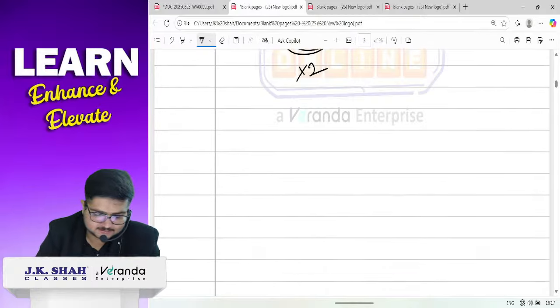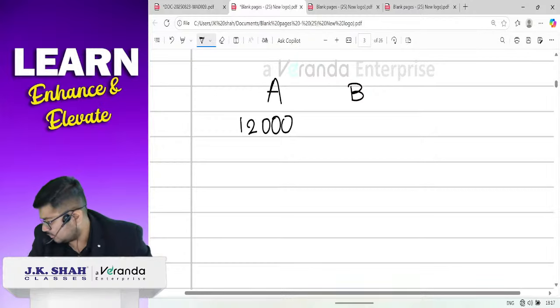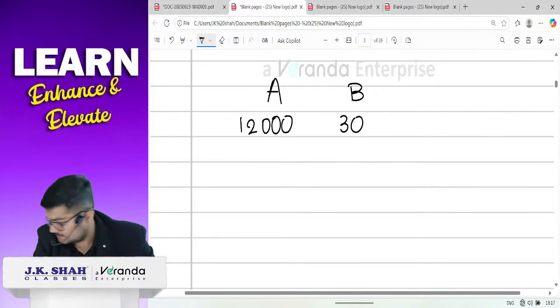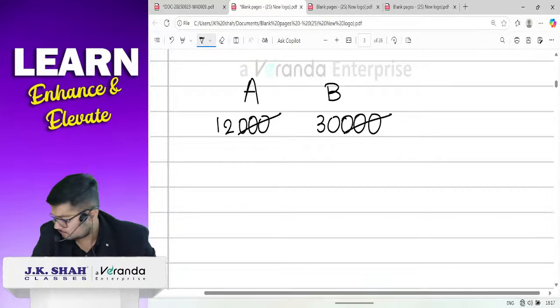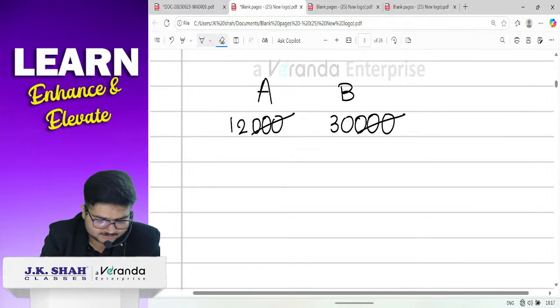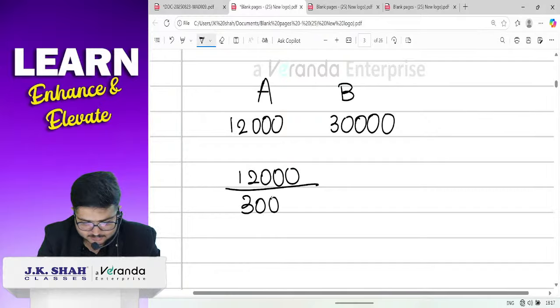Right, Fagun is asking, how can we find a ratio if two partners are there? Partner A is bringing 12,000 rupees, partner B is bringing 30,000 rupees. What is the profit sharing ratio? So now you just have to cancel both the numbers. Can I cancel 3 zeros from both? Right? Let's do one thing. We won't be doing it like this. We are going to put it in a fraction. 12,000 upon 30,000. Now 3 zeros cancel.